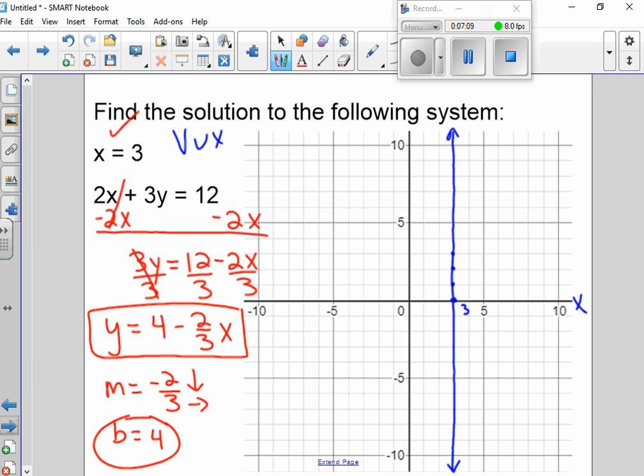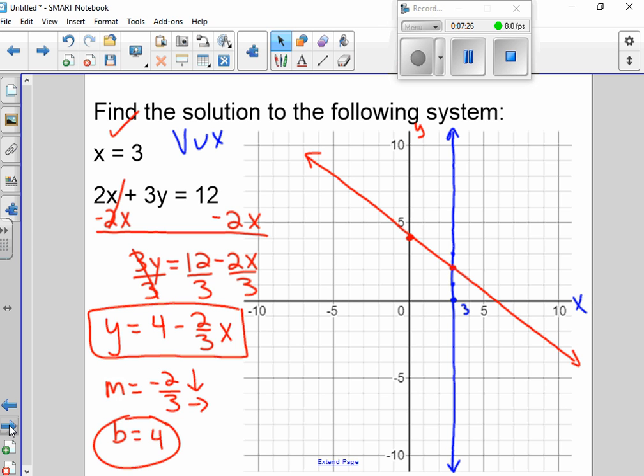So here we go. I'm going to start at 4 on the y-axis, and I go down 2 and over 1, 2, 3, and I land right on the blue line. So that's what I'm looking for: where do these two lines intersect? So now I can draw my lines crossing.